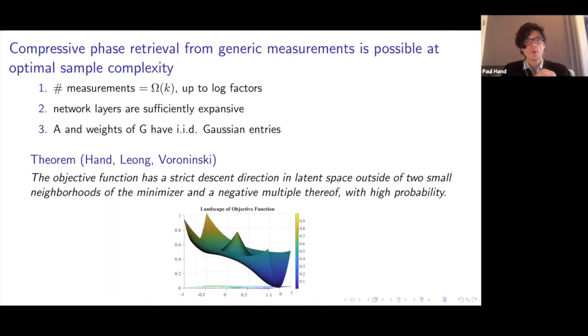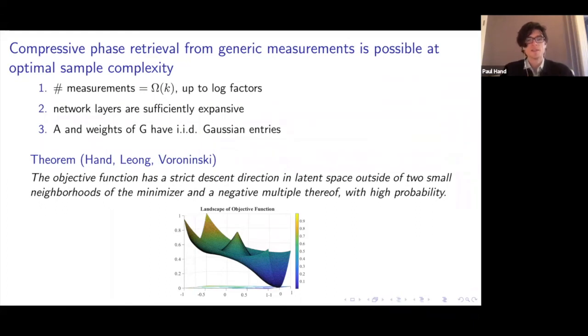And so then what we showed was that if the number of measurements is proportional to at least k up to logarithmic factors, then the non-convex optimization objective that we wrote down has a strict descent direction everywhere except around a ball around the global optimizer, and this one spurious point in latent space, which is a reflection of that.